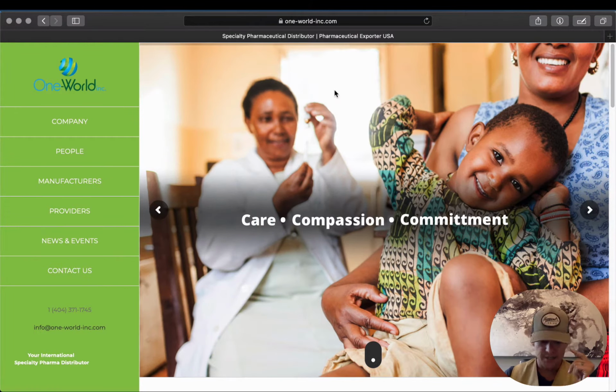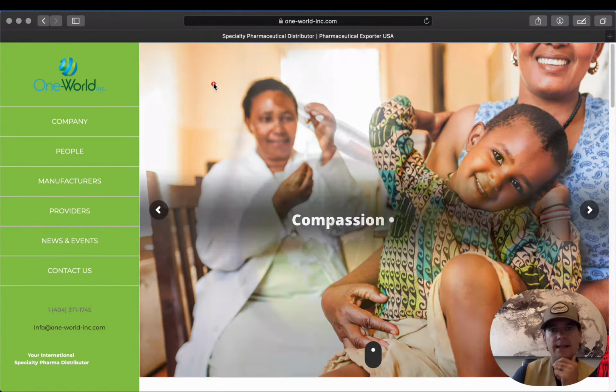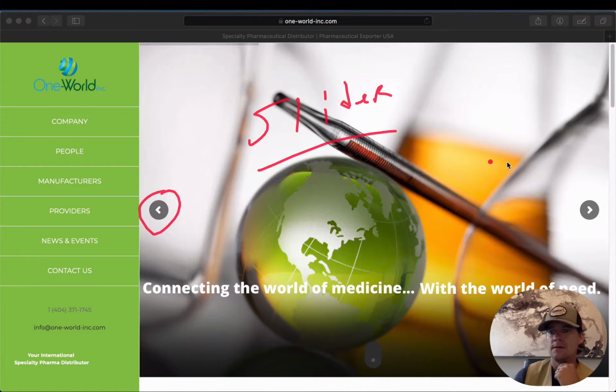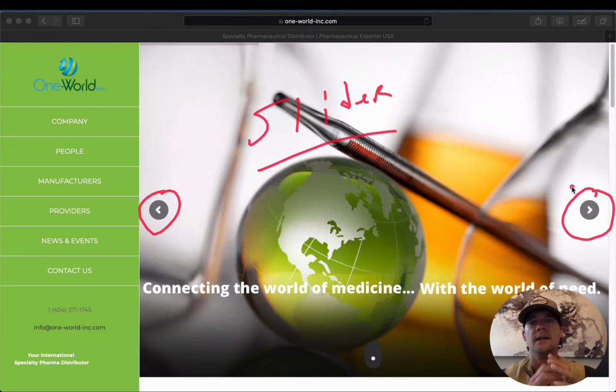But the first thing that actually caught my eye was right here, our good friend, the slider. So sliders have been around for a long time. They were popular in earlier web designs. It allowed for people to get more content on the page. But from a user's perspective, they can be a challenge.